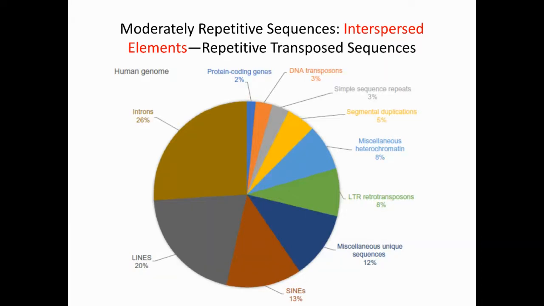And although the moderately repetitive sequences are non-coding sequences, some moderately repetitive DNA does include some duplicate genes, for example the ribosomal RNA. And one of the non-coding interspersed elements is the transposon.